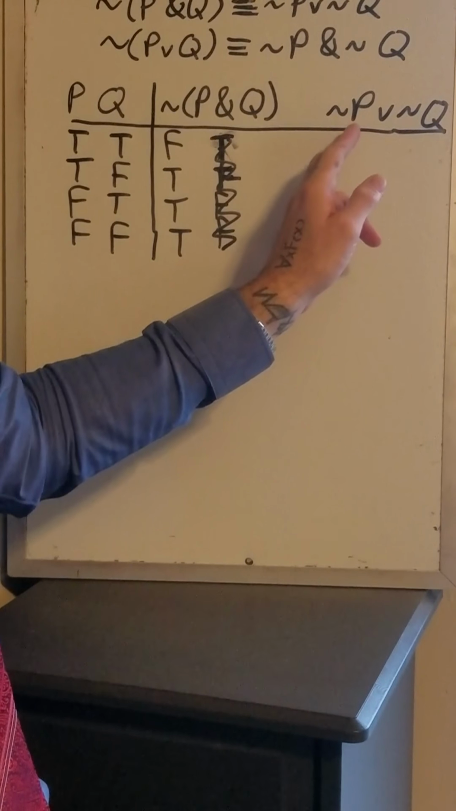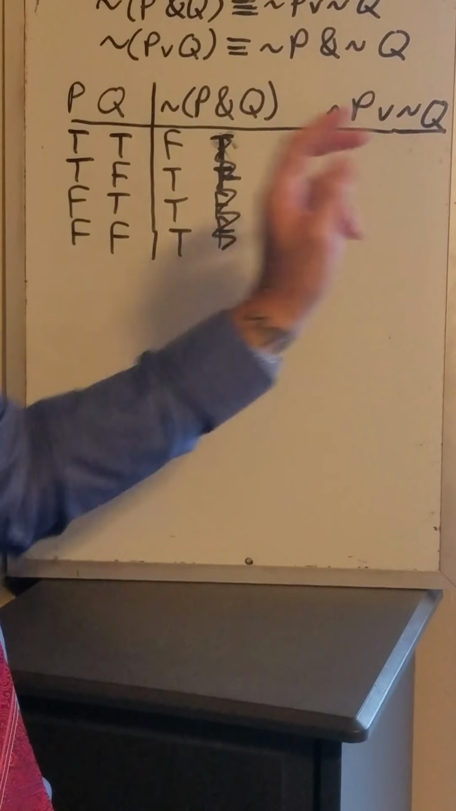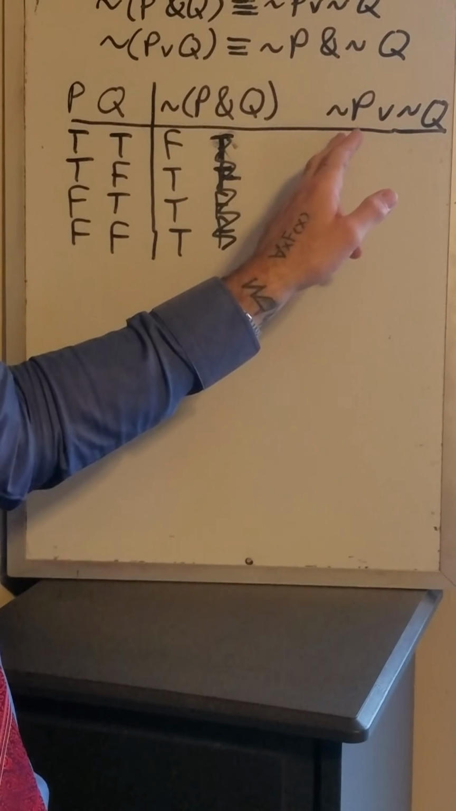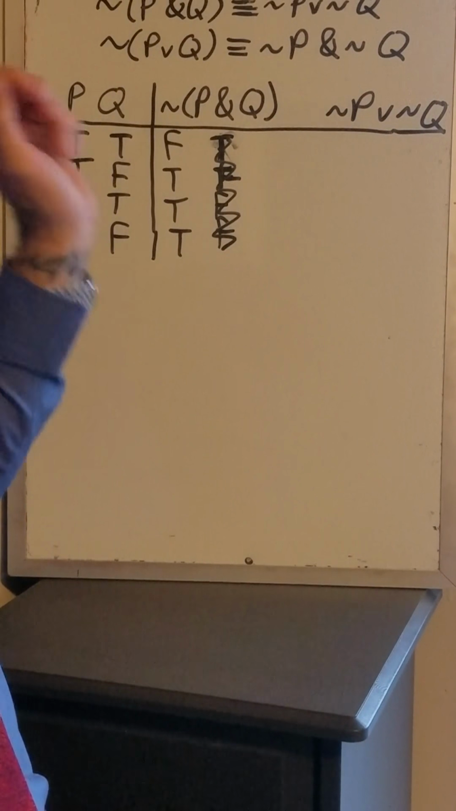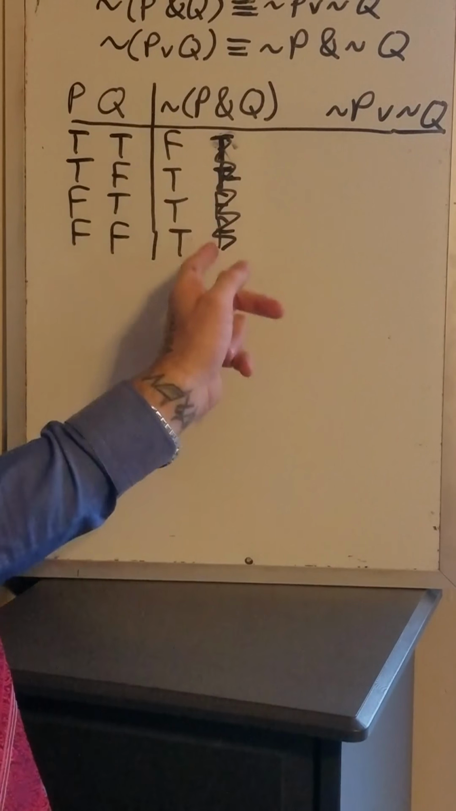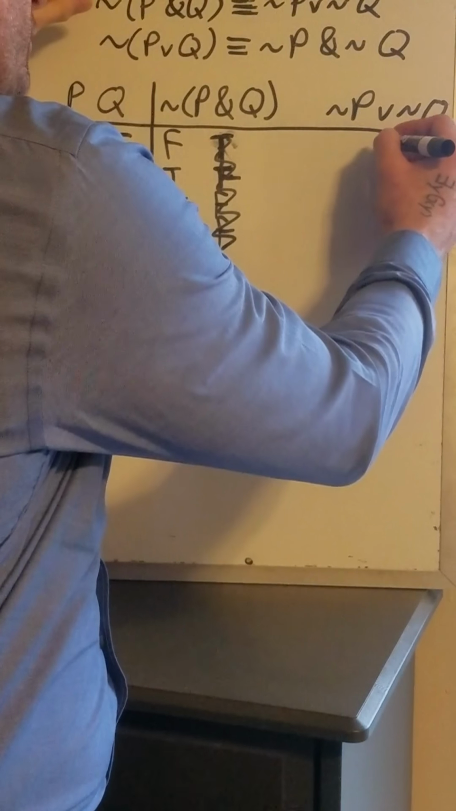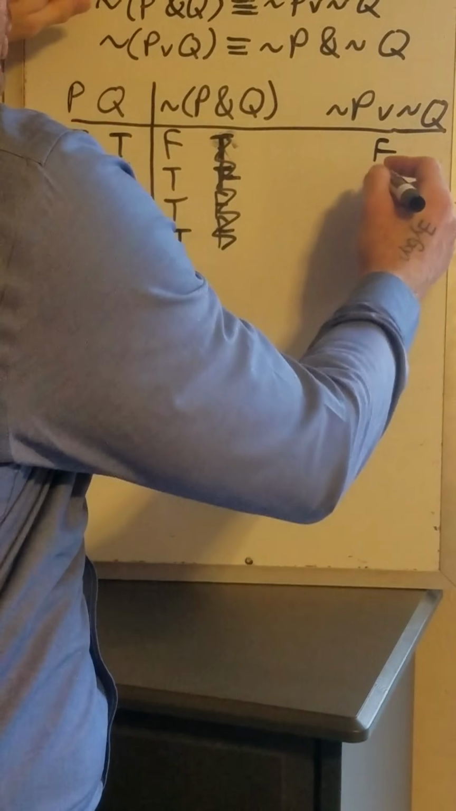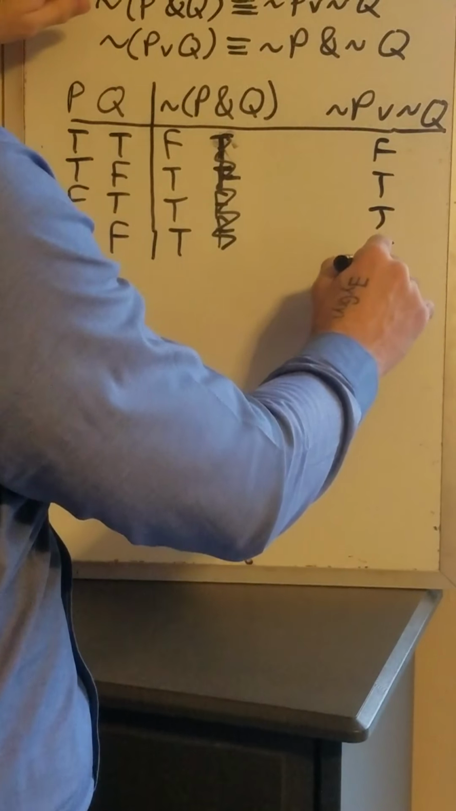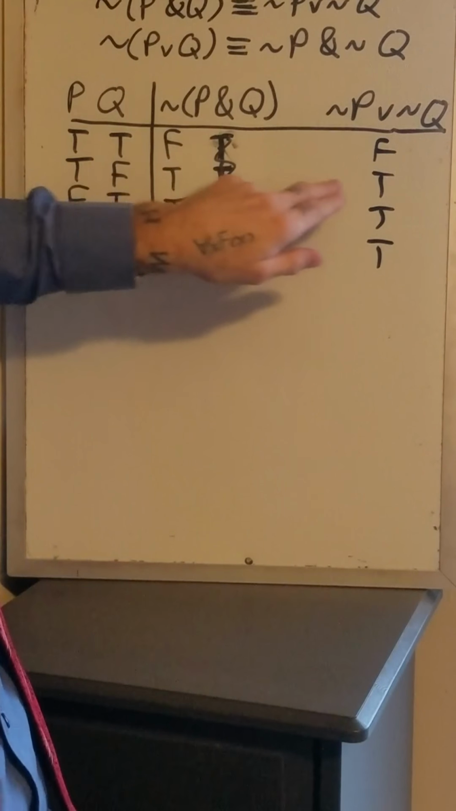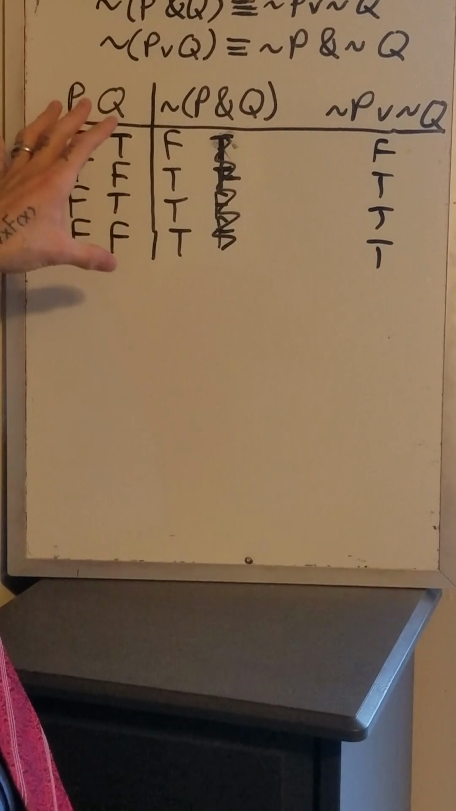Because if P is false, then not P is true. And if Q is false, then not Q is true. So we're looking for any line where either P is false or Q is false. That'll make this sentence true. So that's anywhere but on this first line. Here they're both true, so this sentence is false. Here Q is false, it's true. Here P is false, it's true. Here they're both false, so this sentence is true. So you can see that these are logically equivalent sentences by means of the truth table.